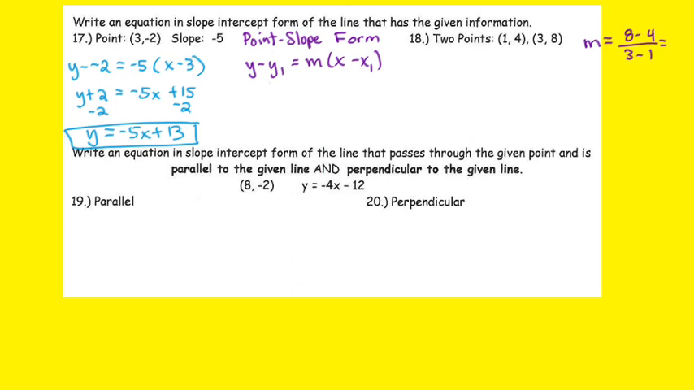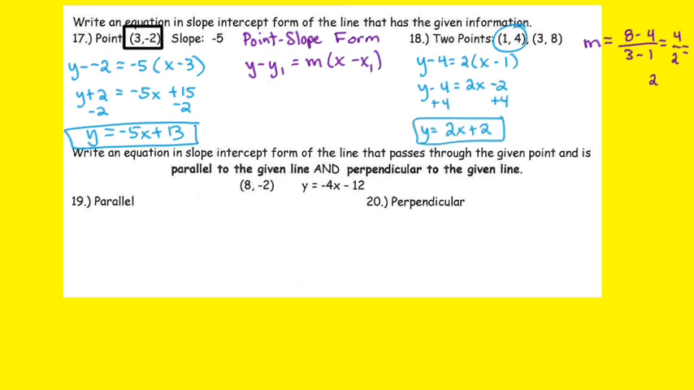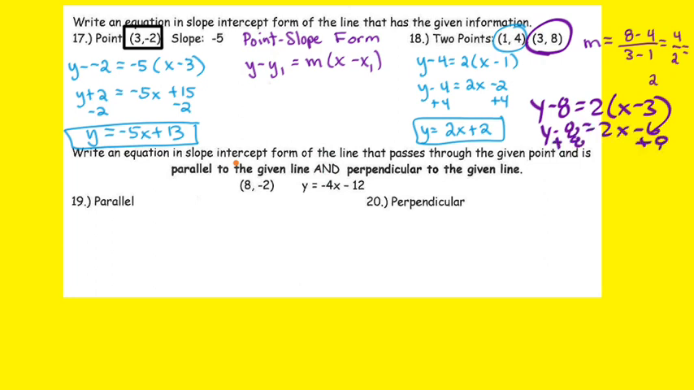For 18, I'm given 2 points, so I first need to use those 2 points and the slope formula to solve for my slope. So my slope is 2. Now I have a 2, and I chose to use the first point, so I put in my slope in point-slope form, and I solve for the equation of my line. Now I could have used the other point. If I did that, you can see I also get the same line. It doesn't matter which way I decide to go.